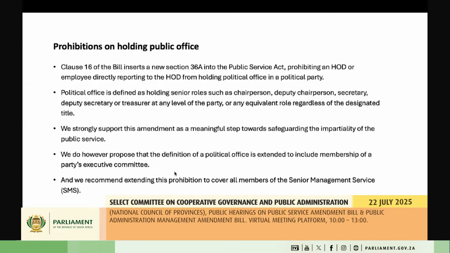The amendments also contain prohibitions on the holding of a political office. Clause 16 of the bill inserts a new section in this regard, prohibiting an HOD, and I think those reporting directly to them, from holding political office in a political party. We're supportive of this. We think it's a really important move.